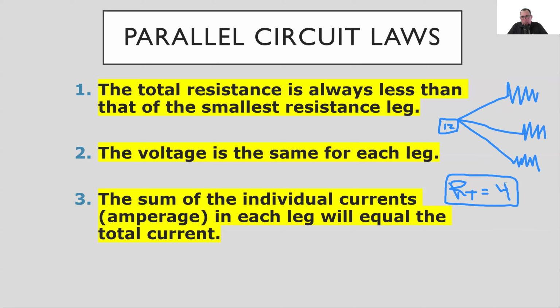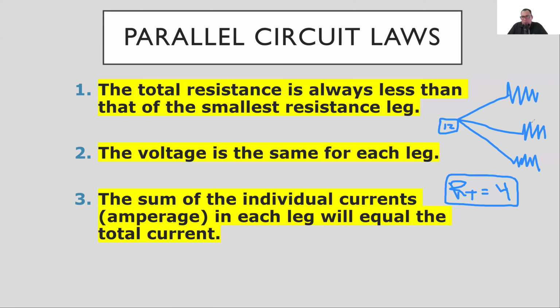Okay, that means that this 4, our RT, has to be less than whatever these are. So they can be 4.1, 4.2, 5, 6, 10, 20, 100, and so on. Okay, can they be 3, 2, or 1? No, they cannot. Again, the total resistance, which is this number here, 4, is always less than that of the smallest resistance leg.